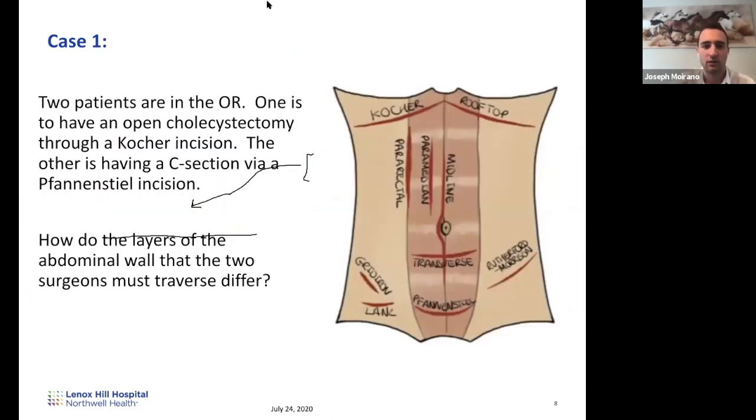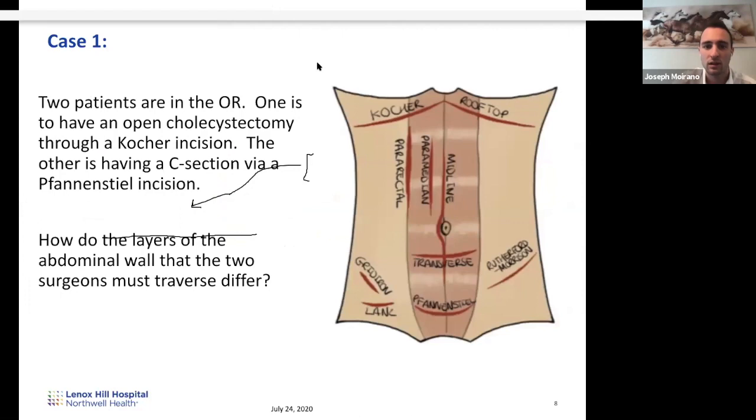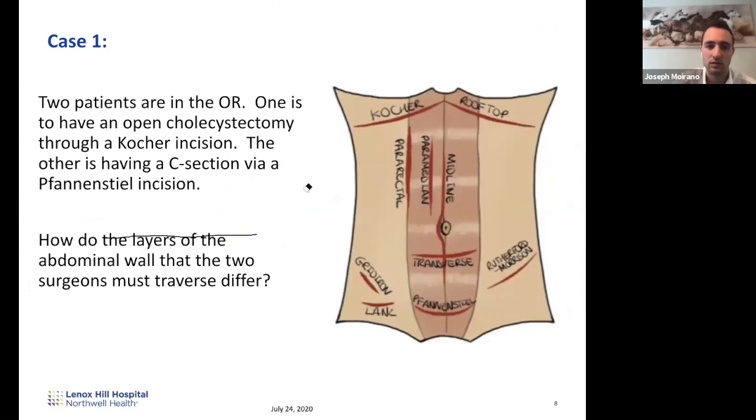Okay, so we just have a first case here. And let me just erase this stuff real quick. Okay, so the first case is saying that there's two patients that are in the OR. One is to have an open cholecystectomy through a Kocher incision, which is this over here. And then the other patient has a C-section via a Pfannenstiel incision, which is this one down here.